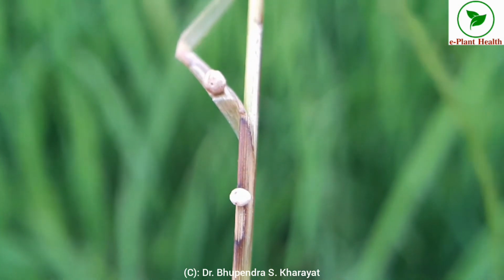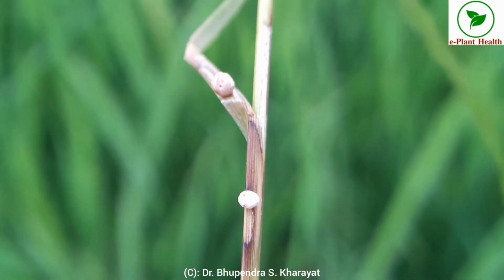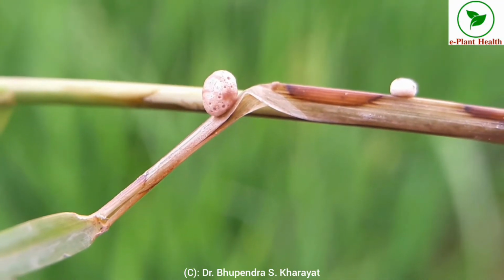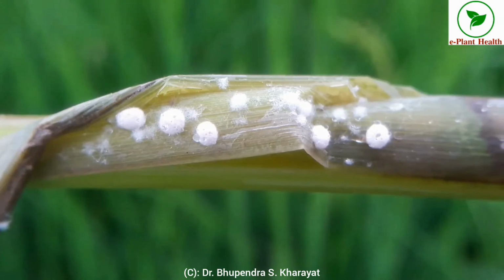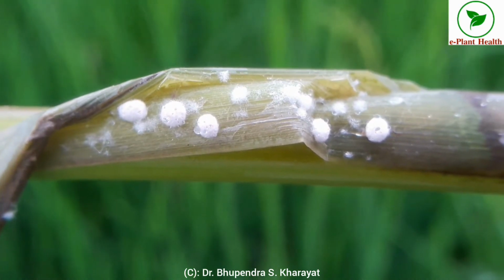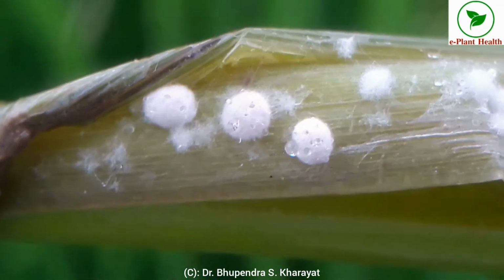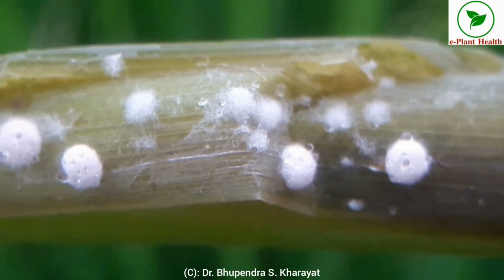From these weeds, this disease can spread from one plant to another plant. If the rice plants are touching to these weeds plants which are already infected with this pathogen, they can also get the infection from these weeds.